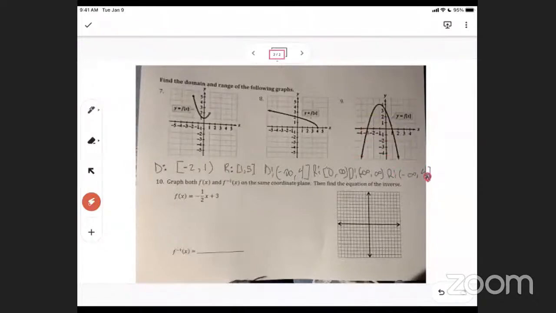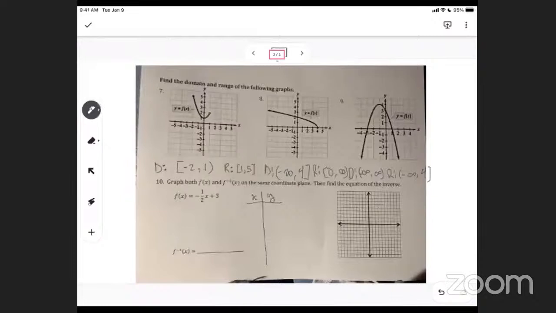All right, you ready for number 10? Yeah. Graph both on the same coordinate plane. So how do you find the inverse? Well, if you're going to graph it anyway, you might as well do it like this. This is the easiest way if you ask me. Let's just plot some points in here. We really only need 2 points, but just to be safe, let's do 3 points.